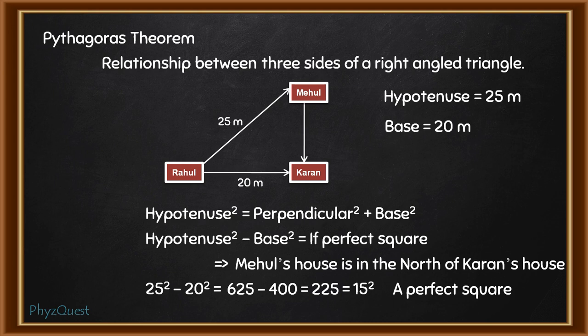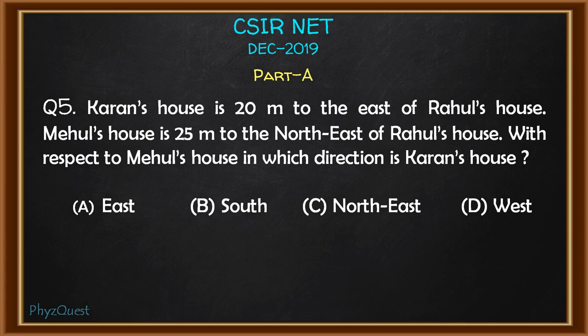So now we have to check the options here. Our question is, with respect to Mehul's house, in which direction is Karan's house? We have found out that Mehul's house is in the north of Karan's house. So that means Karan's house is actually in the south of Mehul's house. So the answer will be option B.